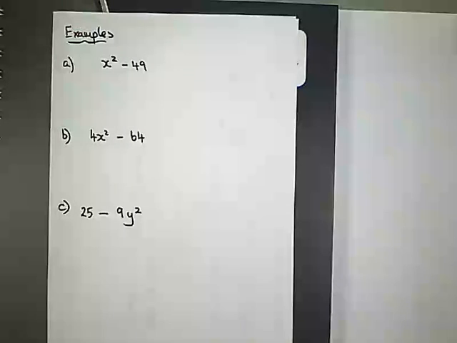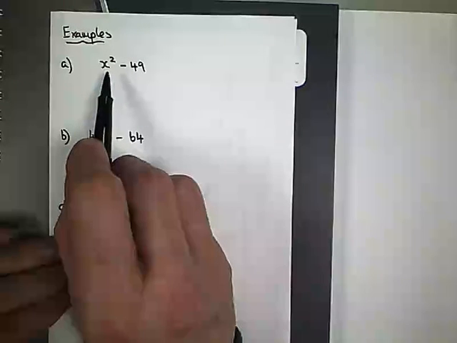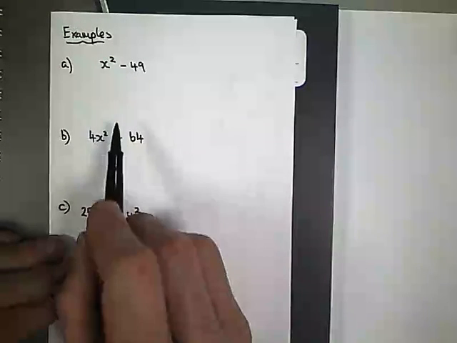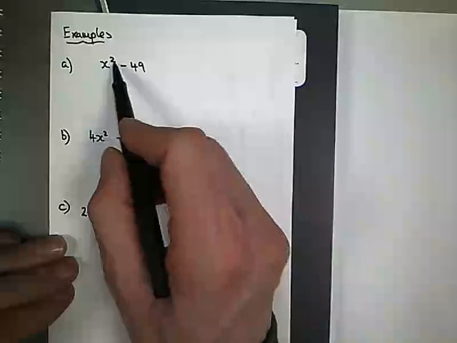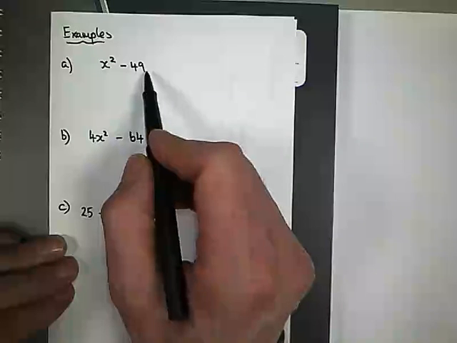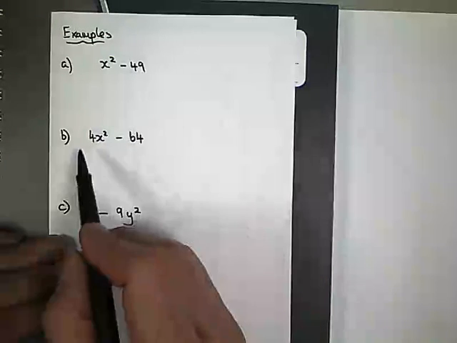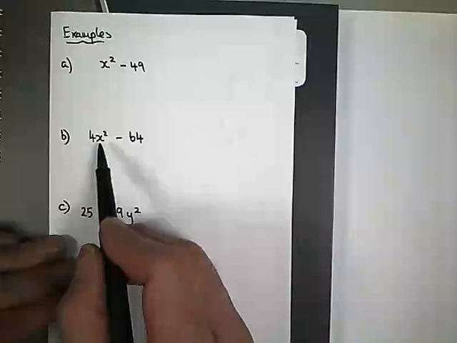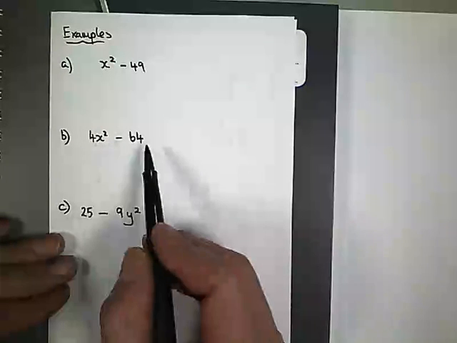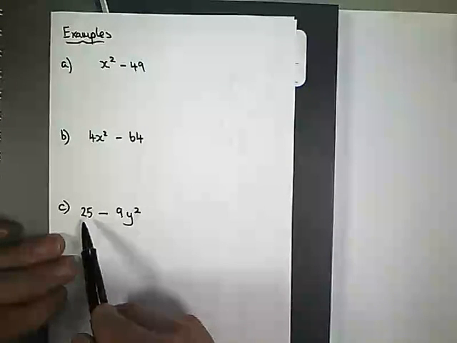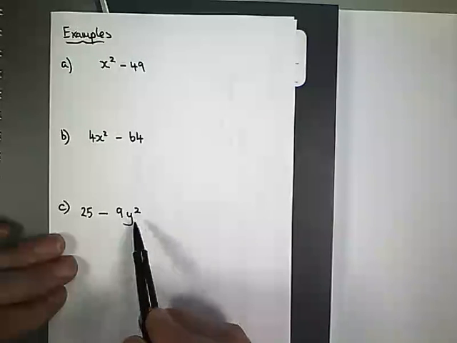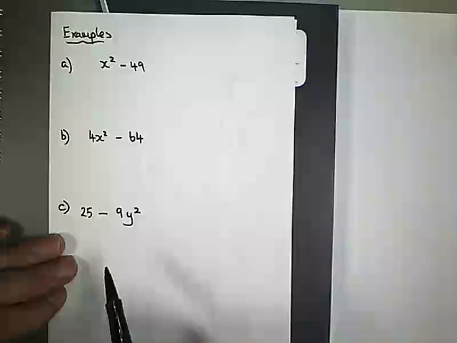Looking at this first term, these are all to do with the difference of things that are squared. X squared is a squared thing. 49 is a squared number. 4 is a squared number. X squared is a squared thing. 64 is a square number. 25 is a square number. 9 is a square number. Y squared is a squared thing.